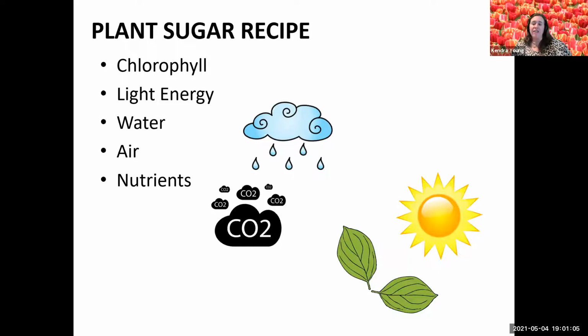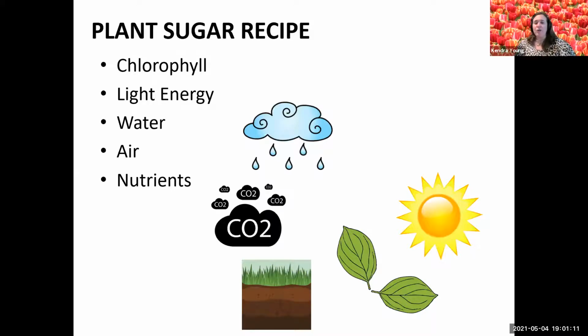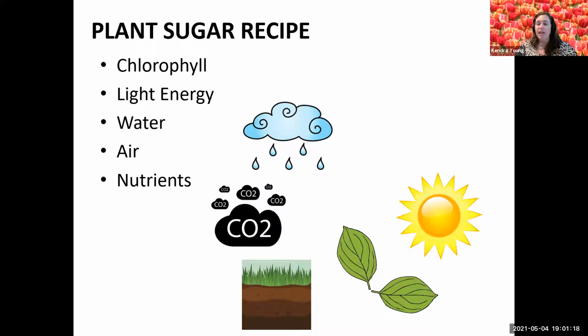They are in the ground. So it gets those nutrients from the roots, and the roots absorb those nutrients. And when the plant grows, it gives off something that we use.